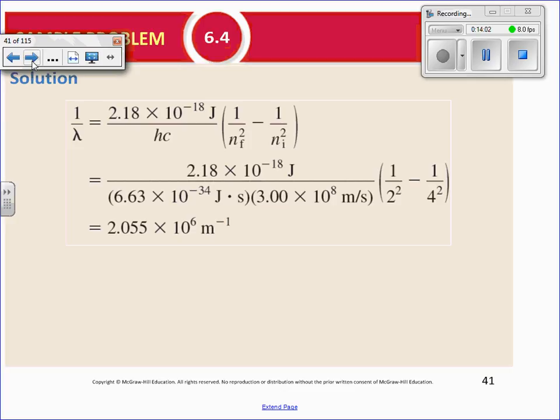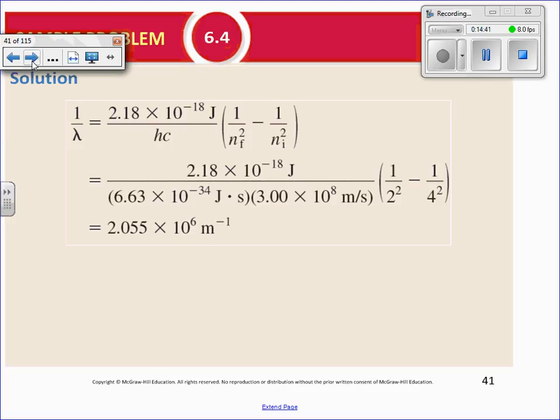And if you do all the plug and chug math, you end up with 1 over the wavelength equal to 2.055 times 10 to the 6th per meter. How do you figure out what the wavelength is? Well, you just flip it. So the wavelength is equal to 1 over 2.055 times 10 to the 6th meters.